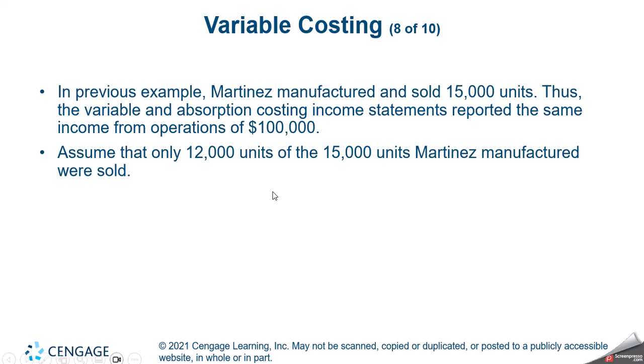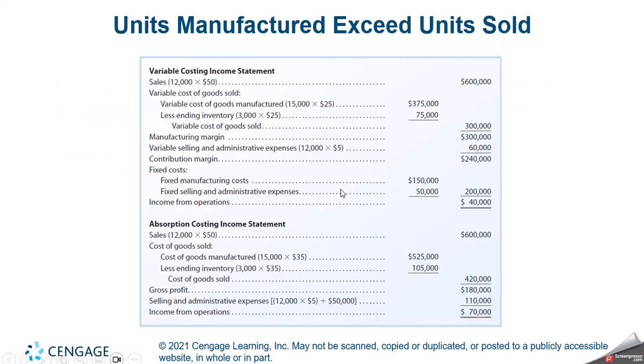So again, we have an example. They manufactured and sold 15,000 units. And then now assume that only 12,000 of those units were actually sold. So they've got the 3,000 left in their ending inventory. So we've got our 12,000 sold at the $50, our variable cost, the 15,000 that we manufactured at $25, less the 3,000 that's left in our ending inventory. So that gives us our variable cost of goods sold, and that's our manufacturing margin.